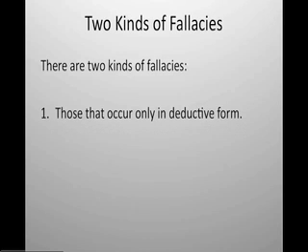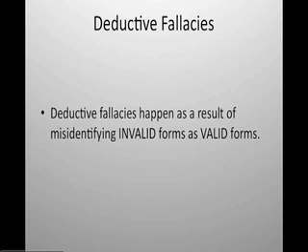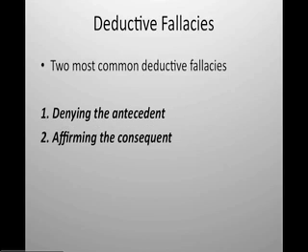First, there are those that occur only in deductive form, and then there are those that occur in both deductive and inductive form. In this podcast, I'm only going to be talking about the deductive fallacies. Deductive fallacies happen as a result of misidentifying invalid forms as valid forms. The two most common deductive fallacies are what's called denying the antecedent and affirming the consequent.